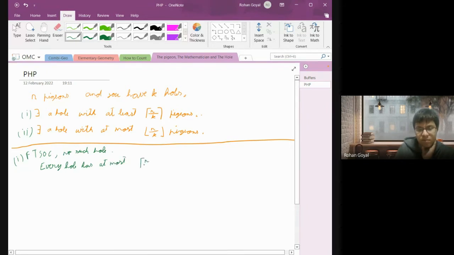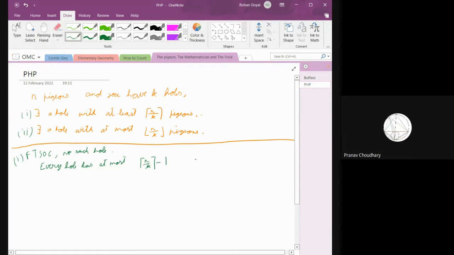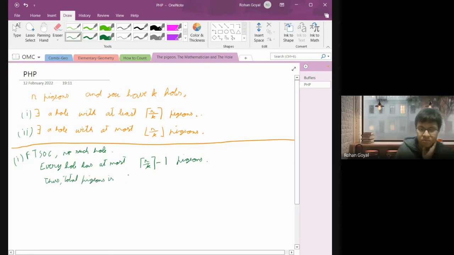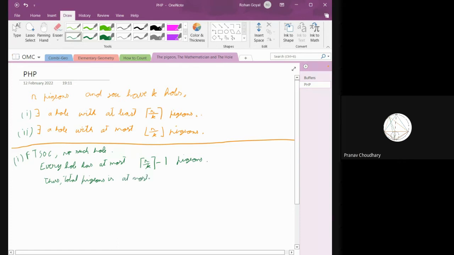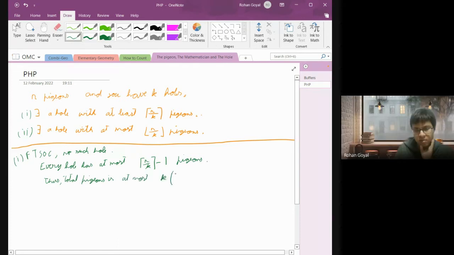Ceiling of n by k minus 1 pigeons. Now the number of holes is k, so the maximum number of pigeons is k times this number, which is at most k times ceiling of n by k minus 1.